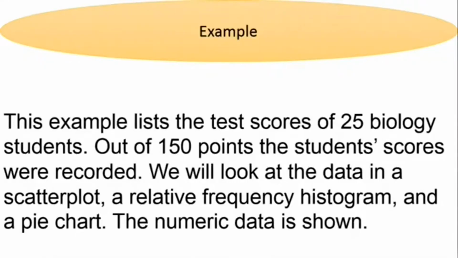So we will take another example in order to illustrate other ways of representing data. In this example, we have a list of test scores for 25 biology students, and out of 150 points, the students' scores were recorded. We will look at the data in a scatter plot, a relative frequency histogram, and a pie chart. The numerical data is shown.